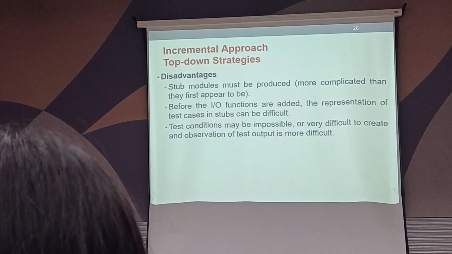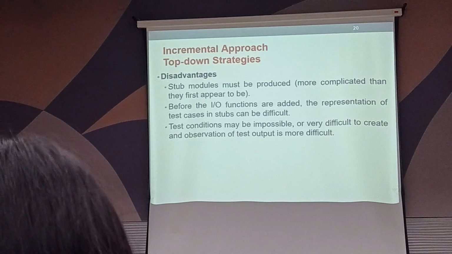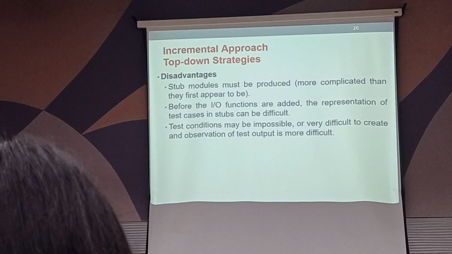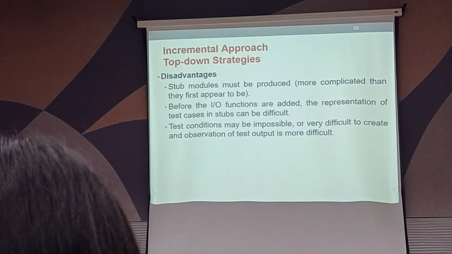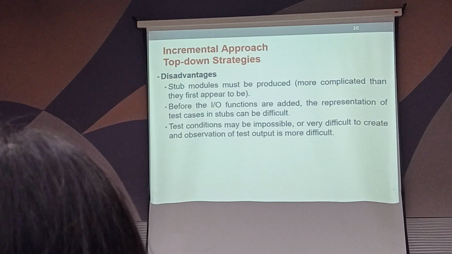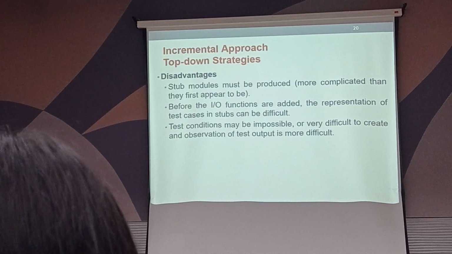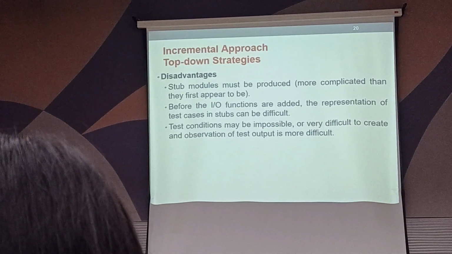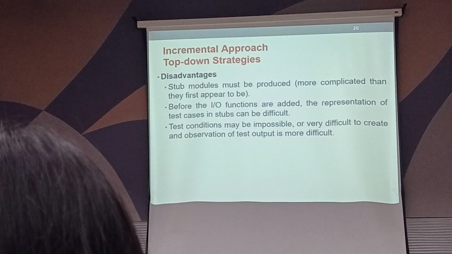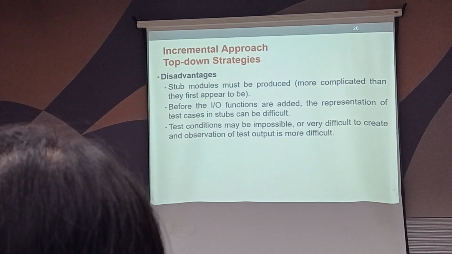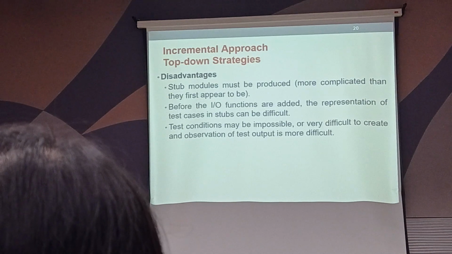Then the disadvantage of the strategy is the stub. Since we are doing the top-down strategy, we have completed the higher part of the system. So any missing part or missing code will always be at the lower level. When something is missing, we need to produce the stub, and this can be more complicated.